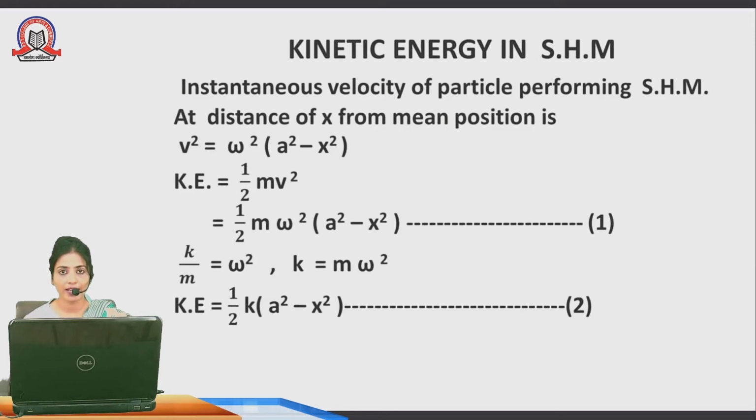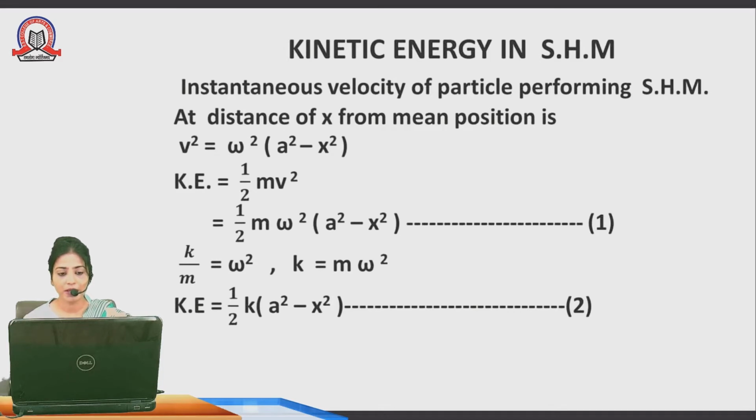Now we know that v square equals omega square into a square minus x square. Now we substitute this value in the kinetic energy formula. So it becomes 1 upon 2 m omega square in bracket a square minus x square. So here, first we use the kinetic energy formula, after that we substitute the value of v.